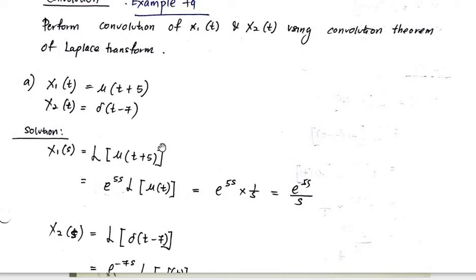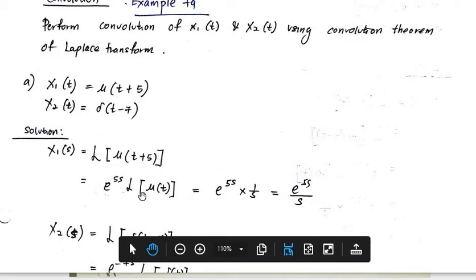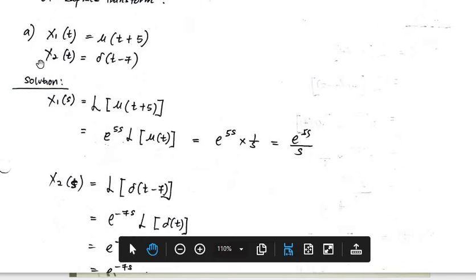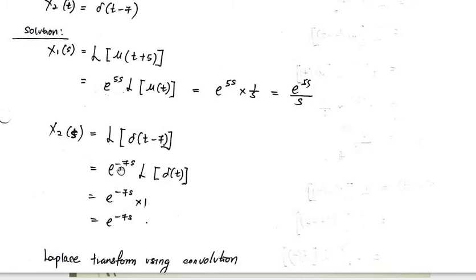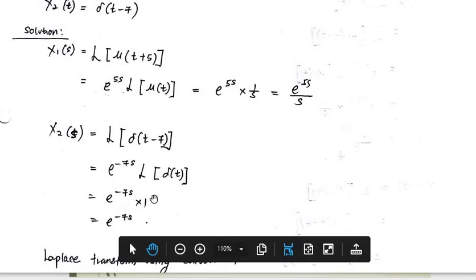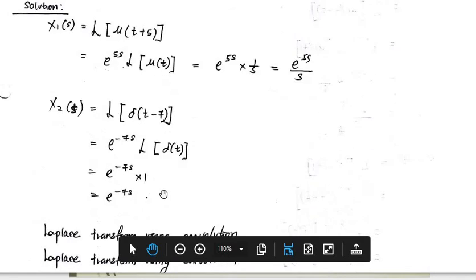We can do it one by one. For this shifting part, there is an exponent 5s, and then the Laplace transform of u(t) is 1 over s, so it's equivalent to exponent 5s divided by s. For x2(t), you change to X2(s). So the Laplace transform of delta(t-7): for the t minus 7, the shifting gives exponent minus 7s. For the Laplace transform of delta(t), you get 1.